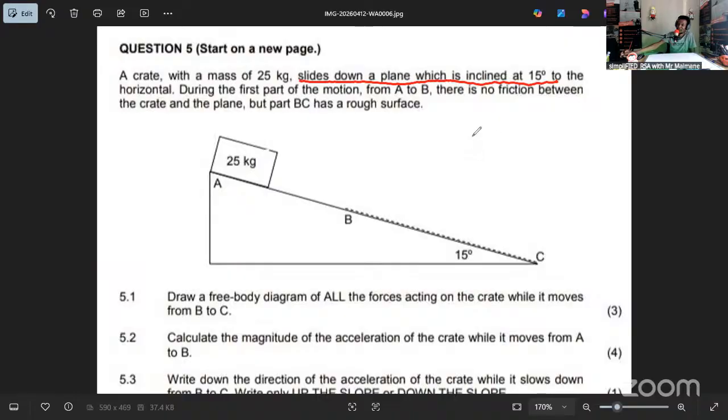Are you struggling with the pen thingy? Okay, let me throw it. You'll tell me.